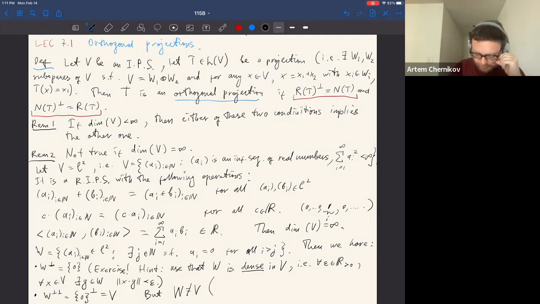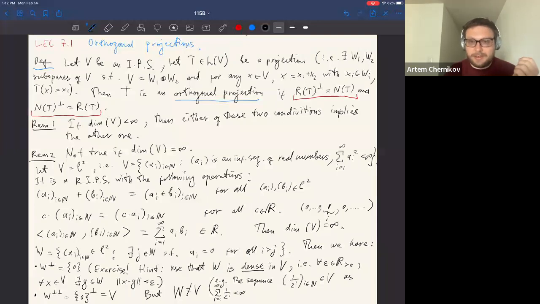Okay, so to see this, consider, for example, the sequence given by 1 over 2^i. So the ith entry is 1 over 2^i. This sequence is square convergent. You can check it, so you have to remember some of the basic convergence tests for infinite series. So this is in V, because it is convergent, like I said. So the sum over i from 1 to infinity of 1 over 2^i is finite. But the sequence is not in W.